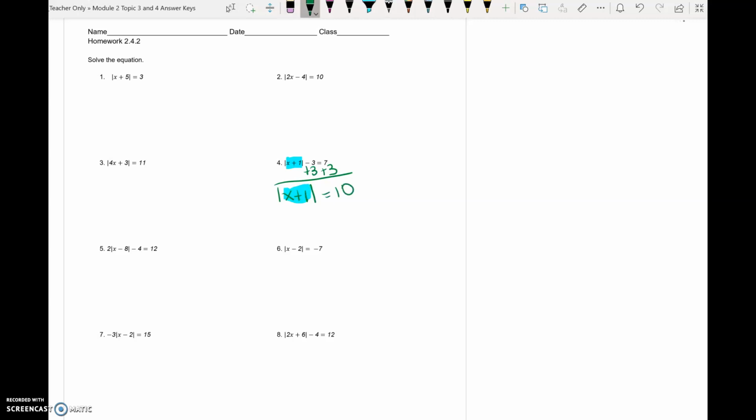This now is the distance I'm looking for. So I want a distance of 10. So I want x plus 1 either to be positive 10 or negative 10. I'm going to solve them the same way though. I'm going to subtract 1 from both sides, and I'm going to get 9 for my first answer, and then negative 11 for my second.